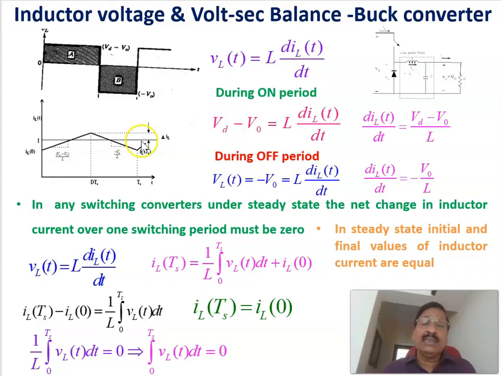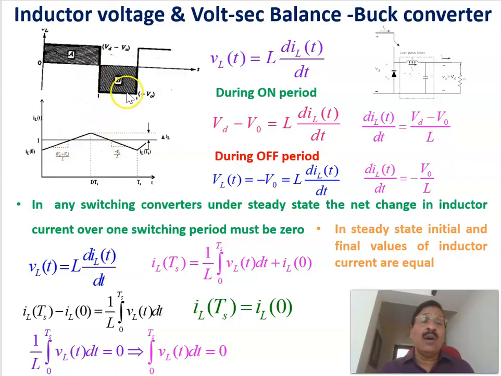As I already explained in the previous slide, the current through the inductor and the voltage across the inductor are related by VL equal to L diL by dt. Therefore, during the on period, the voltage across the inductor equal to Vd minus V0 is equal to L diL by dt, or the rate of change of current through the inductor with respect to time is equal to Vd minus V0 divided by L. Since Vd minus V0 is positive, diL by dt is positive. That is why the current through the inductor is building up with a positive slope, and the slope is given by Vd minus V0 divided by L.